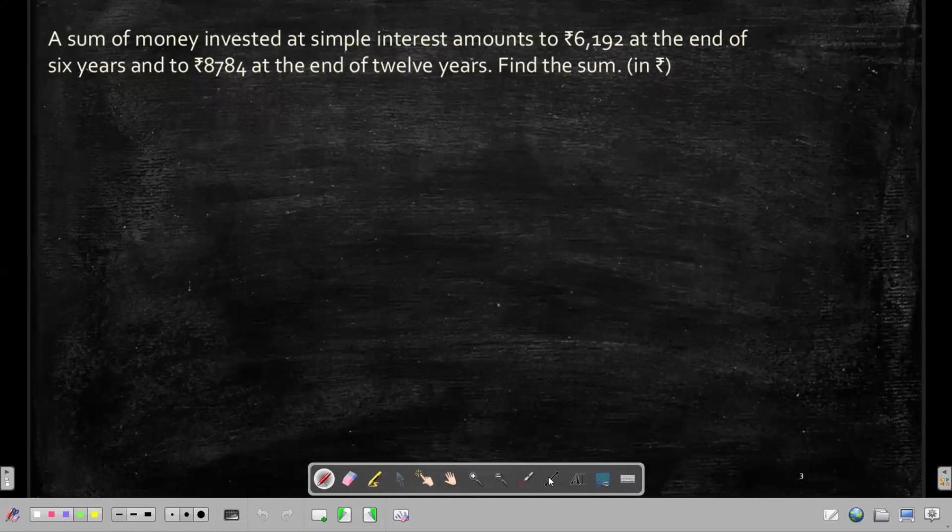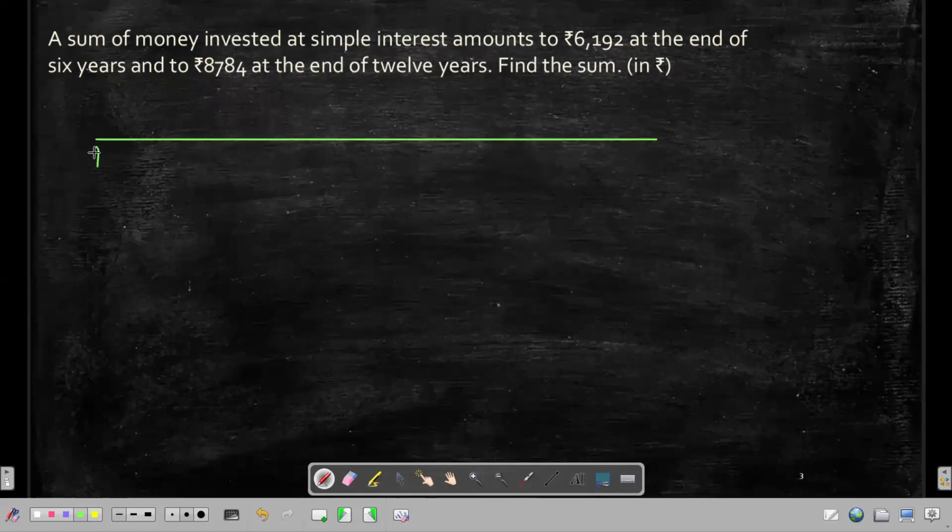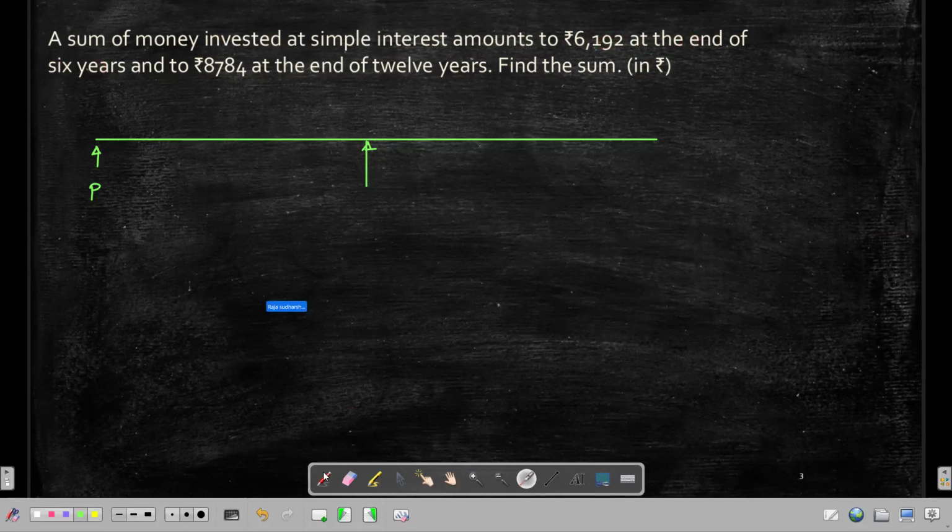Okay. So I shall just draw an interesting timeline here. Just see. So this is the principal amount. They are asking you what it is. This principal amount grows because you have put it under a simple interest scheme. As indicated in the question, the principal amount invested at simple interest amounts to rupees 6192 at the end of 6 years.